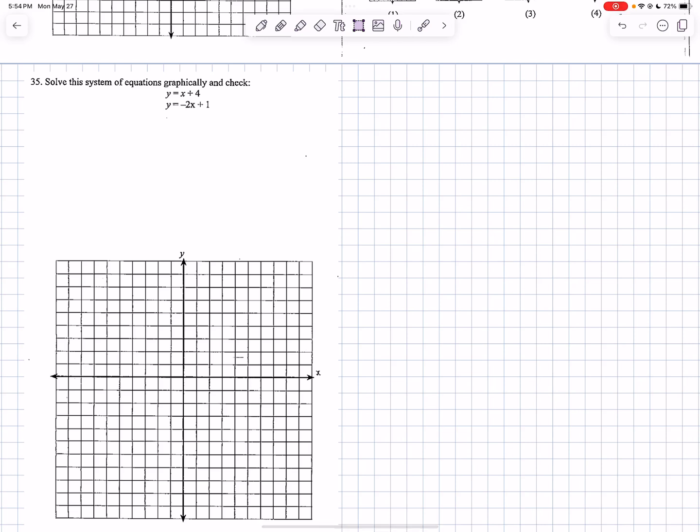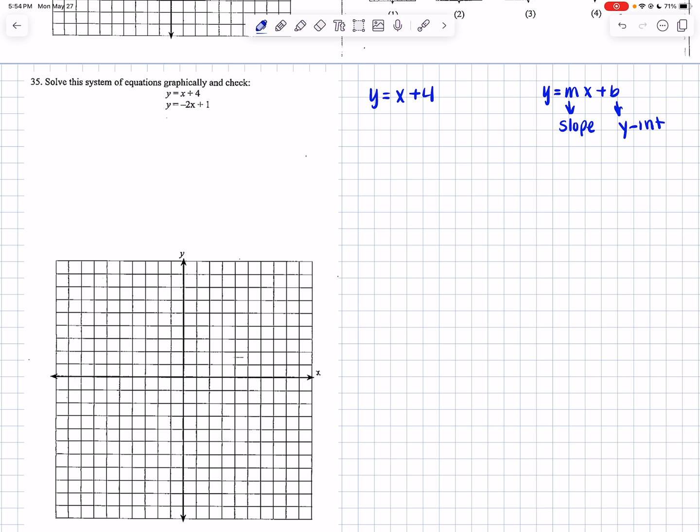Question number 35. Solve the system's equation graphically and check. So the first thing we're going to do is sketch the graph of y equals x plus 4. If you remember, equations like this are written in the form y equals mx plus b, where m represents our slope and b represents our y-intercept.